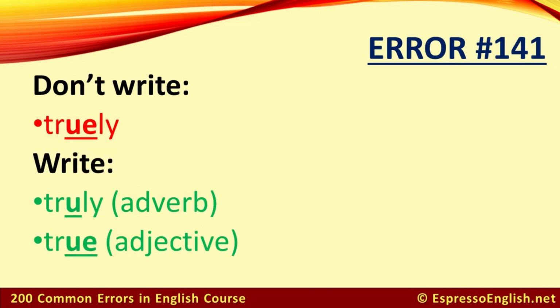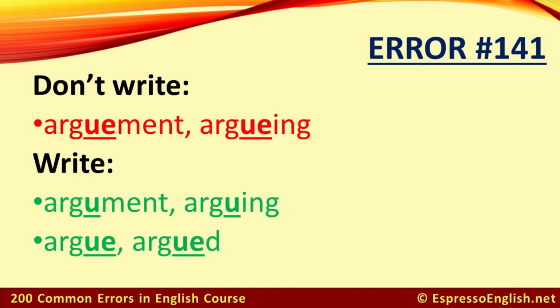Error number 141 is spelling the word truly with an E. That's not correct. The adjective true is spelled T-R-U-E, but the adverb truly is spelled T-R-U-L-Y. It's similar with the words argue and arguing and argument. The base form, argue, has a silent E at the end. We keep that E in the past tense. Argued is spelled A-R-G-U-E-D. But in the continuous form, arguing, and the noun form, argument, there is no E after the U.